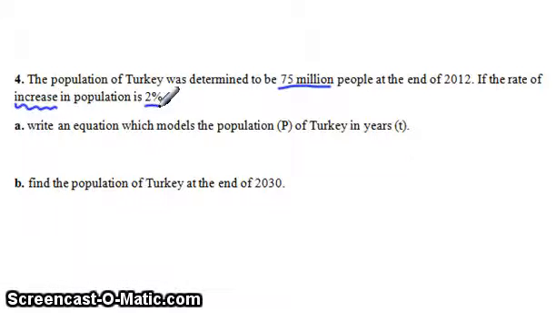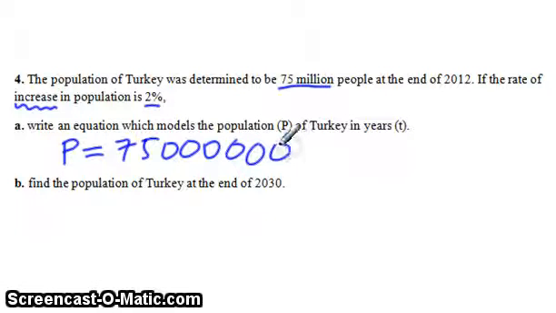So the way we do this is we say that the population, to start with, is equal to 75 million. So 75 with 6 zeros, that's 75 million. Now for each year, if we multiply that by 1, it wouldn't change. So to increase it, it has to be by more than 1. How much more than 1? Well, 2%. We're told the rate of increase, so we have to add this to 1 each year to increase it by that amount.